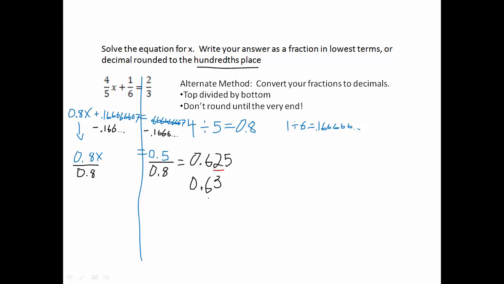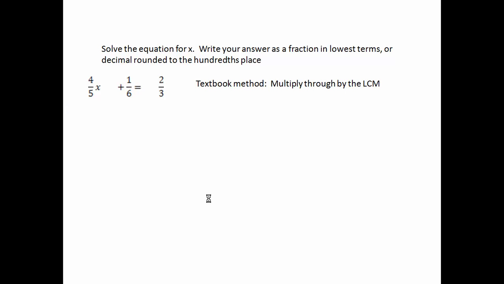All right, we're going to solve this question, the same exact one, again, using a third method. And this is the textbook's method, which is to multiply through by the least common multiple of all your denominators. I don't really like this method all that much because I notice people often make mistakes with it, especially if parentheses are involved in a question. But I will go over it in case it happens to be a method that you like.